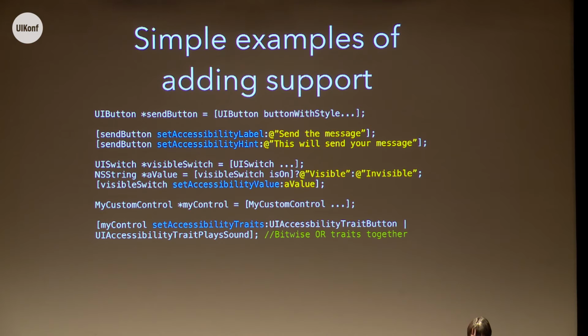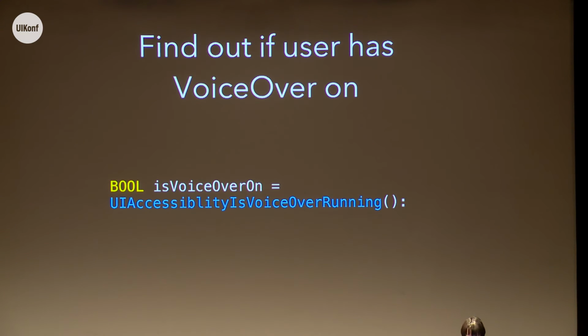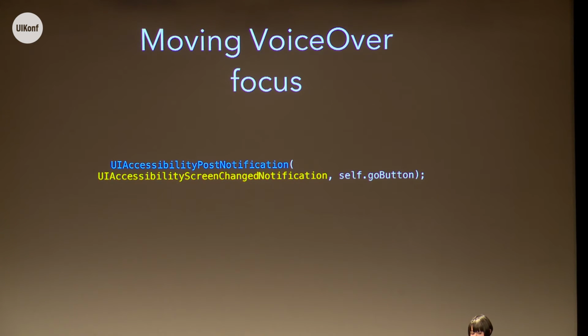Yeah, but it's pretty easy in the grand scheme of APIs, and you can do quite cool things like find out if VoiceOver is on, because you might want to handle things differently in your app if it's on. You can also move VoiceOver focus. So VoiceOver by default goes from, actually I'll do this the other way so it makes sense to you guys. It starts in the top left and goes to the bottom right.